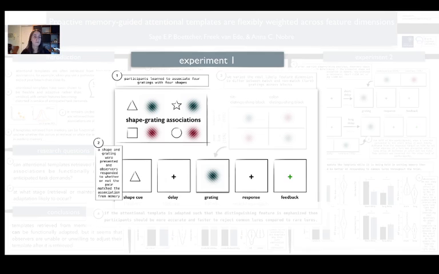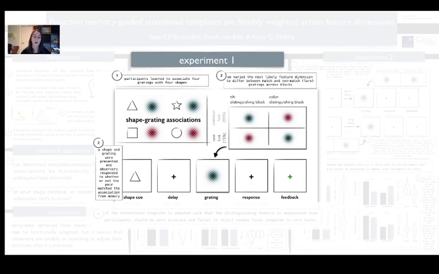In 50% of the trials, the grating was a match. In the example on the poster, the observer was presented with a triangle and then the leftward tilted green item, which matched the learned association. Our critical manipulation was in the non-match lure trials. Here we manipulated the most likely lure type between blocks. In some blocks, the tilt distinguishing blocks, the lure differed from the expected target in tilt but not color in 85% of these trials. In the other 15% of lure trials, the lure differed in color, but not tilt.